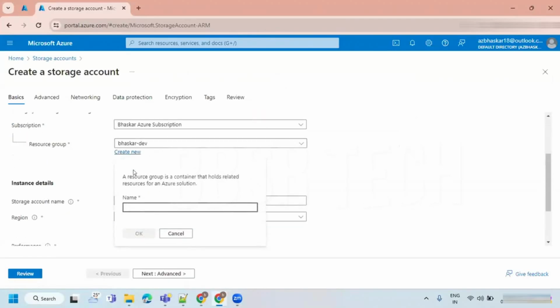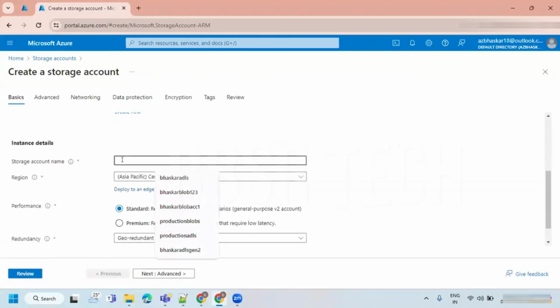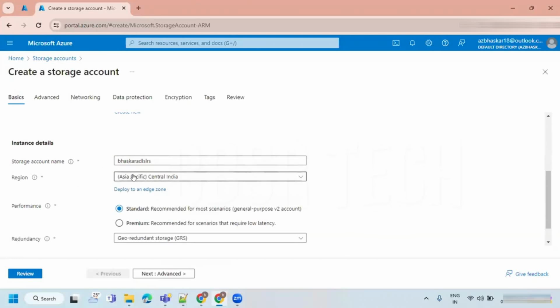Let's create a separate resource group. I'm just naming it Bhaskar-QA. Let's hit OK. We already know all this stuff. For the storage account, I'm taking Bhaskar ADLS. LRS I'm taking, so locally redundant storage, that is the meaning of it.